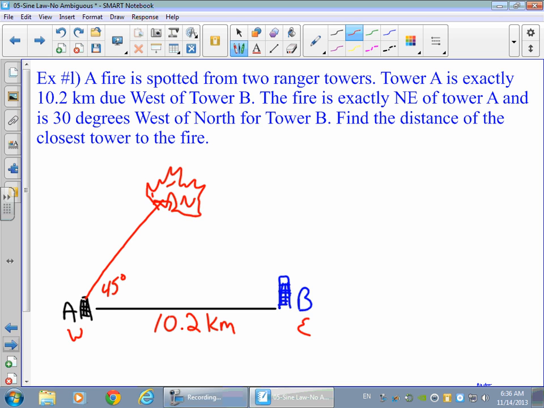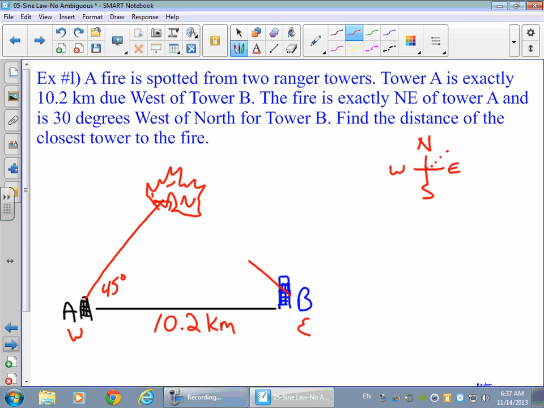Okay, so north is directly, if you go to your compass, and northeast, of course, would be halfway between those. The fire is 30 degrees west of north for Tower B.